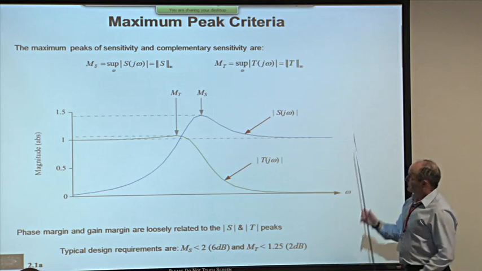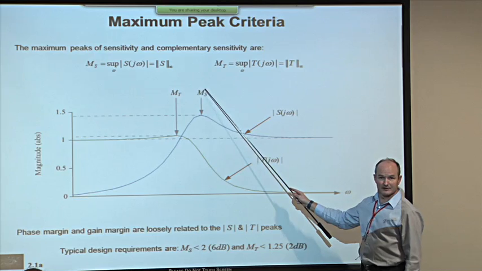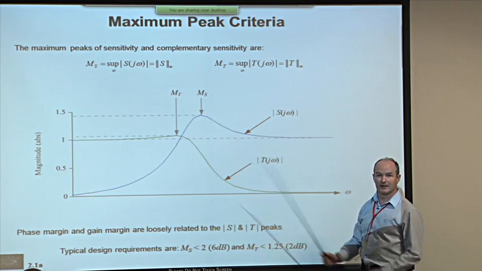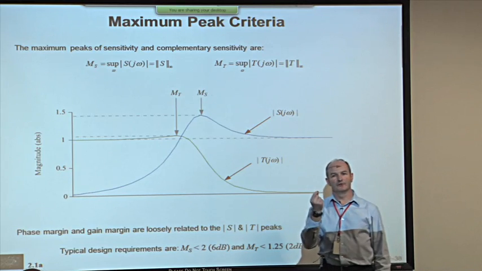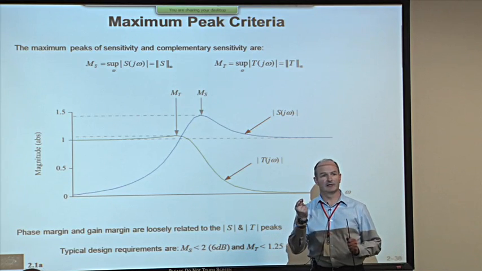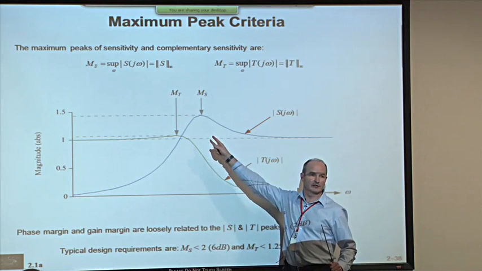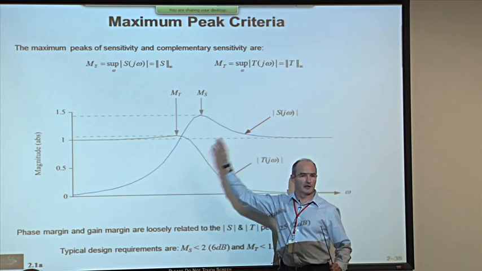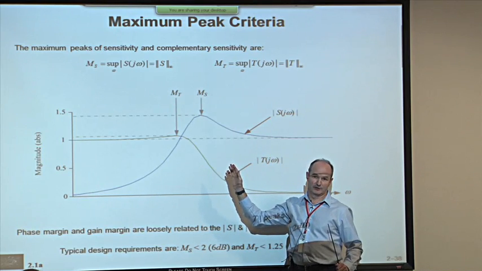And that's what's done. We'll call it M sub S. And the nice thing about this is that because it's simply a peak, it has no bearing on frequency. Phase margin you measure at one very specific frequency, when the gain of the open loop equals 1. Well, this thing has no such restriction. It can occur at any frequency you like. It always picks out the worst possible case in the frequency response.